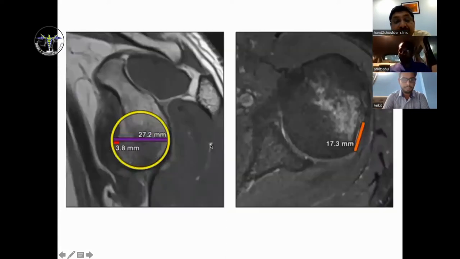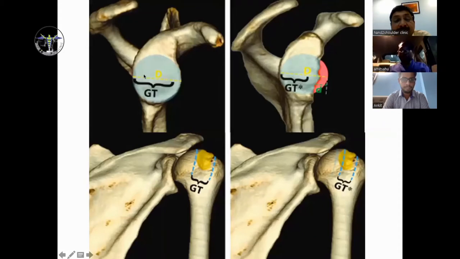Now, the same, if we talk of the en face view, these are the 3D CT images. So this is the en face view, again the best fit circle method of the glenoid, which is a normal one. And this is the bone loss. The red area is the bone loss. Now, there is something called the glenoid track. It is considered that 84% of the diameter of the glenoid tracks with the humeral head. So this 84% of the diameter of the glenoid is called the glenoid track.